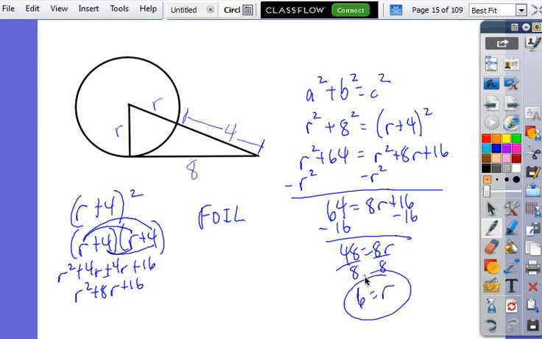Now, you can check this by doing what? If I plug it back in, well, now this is a 6, and that's a 6, so the whole thing is 10. I can check 6 squared plus 8 squared equals 10 squared and see if that works. And it will.